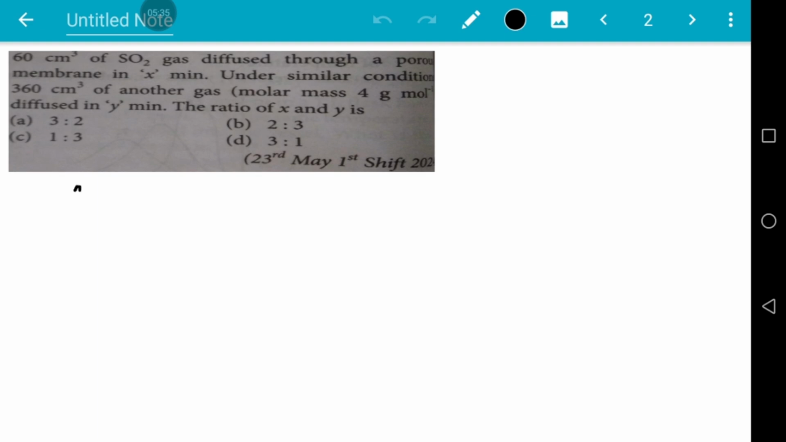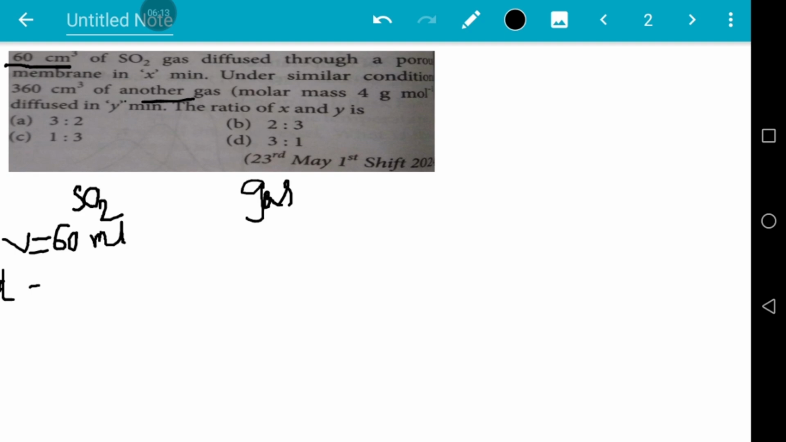Now, two gases are given. One is the SO2 gas. Another gas we don't know. They gave another gas only, but they didn't say what the gas is, so write down "another gas" like this. Now the given information: SO2 is 60 centimeter cube, so volume equals 60 centimeter cube. 1 centimeter cube equals 1 milliliter, so 60 ml is given. So the volume of SO2 is 60 ml, diffused through a porous membrane in X minutes. So the time given is X minutes.